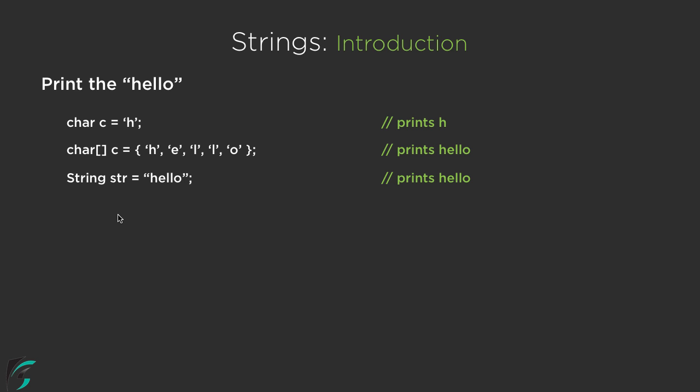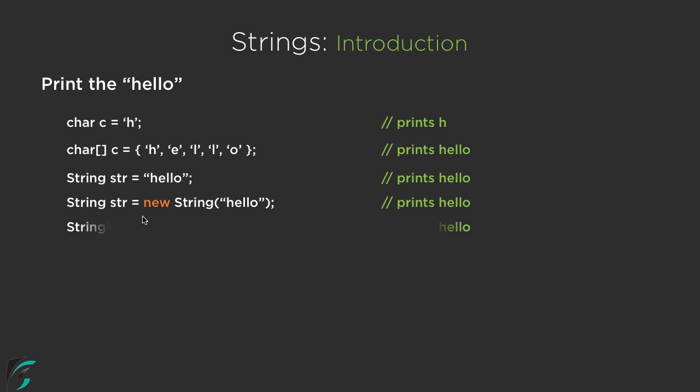Proceeding forward, we have one more statement: String str equal to new String hello. In the constructor, here we are passing the hello string. So in the output again, we get hello. This is another way to define the string object in Java. So these are the two ways.